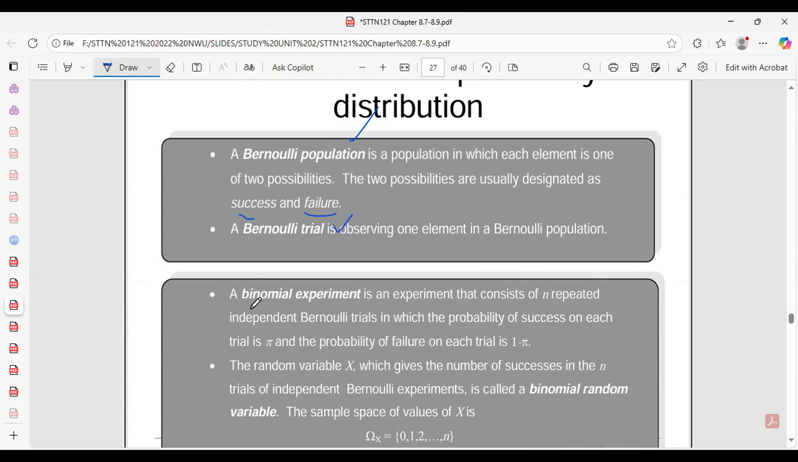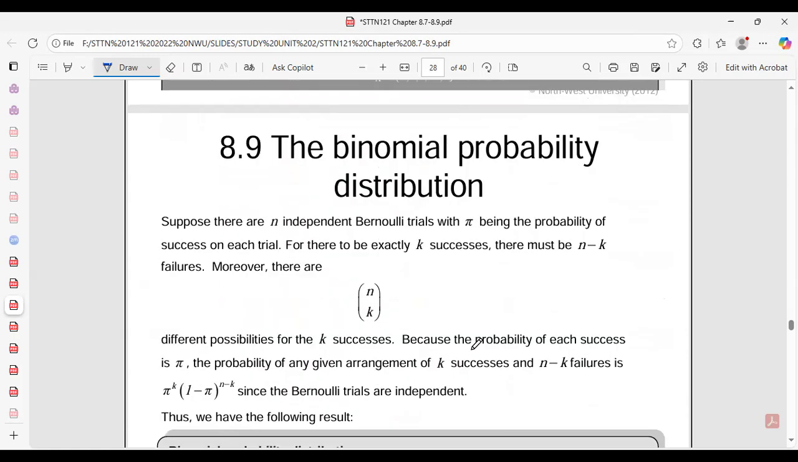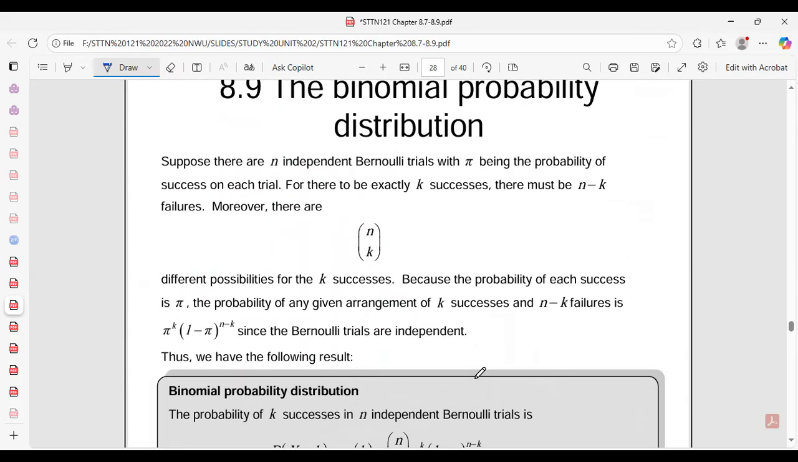Now we have what we call a binomial experiment. What is a binomial experiment? They say that it's an experiment that consists of n repeated independent Bernoulli trials, in which the probability of success on each trial, which we used to call the population proportion, is pi. And then the probability of failure on each trial is 1 minus the population proportion. Okay, let me show you how to calculate that.